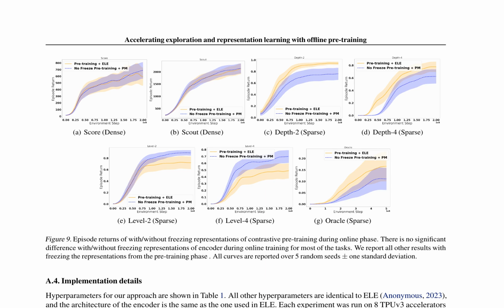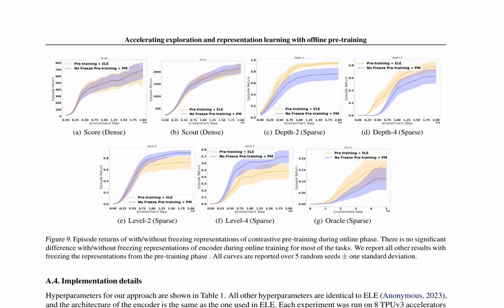The results indicate no significant performance difference for most tasks, suggesting that the pre-training phase effectively captures necessary information, allowing representations to be frozen without compromising performance. The proposed method's implementation details are outlined in A.4, with hyperparameters listed in Table 1, highlighting differences from the baseline method ELE. Notably, the contrastive discount rate is set to 0.95, and the batch size is 576 sequences, while all other hyperparameters remain identical to those used in ELE, and the encoder architecture remains unchanged.